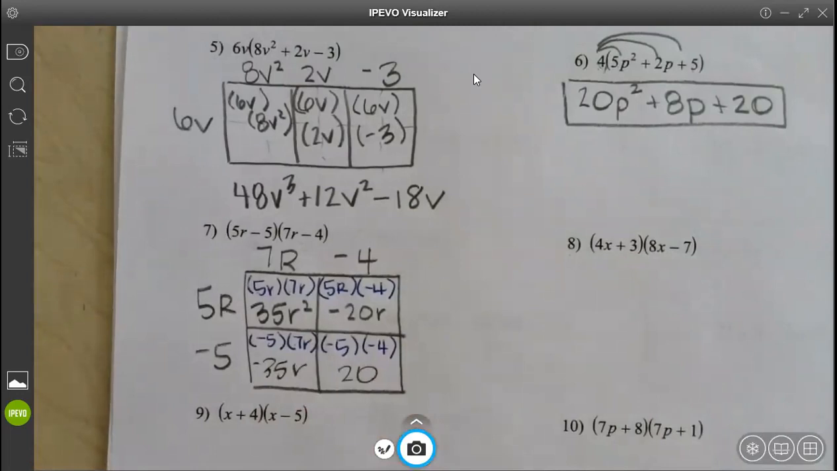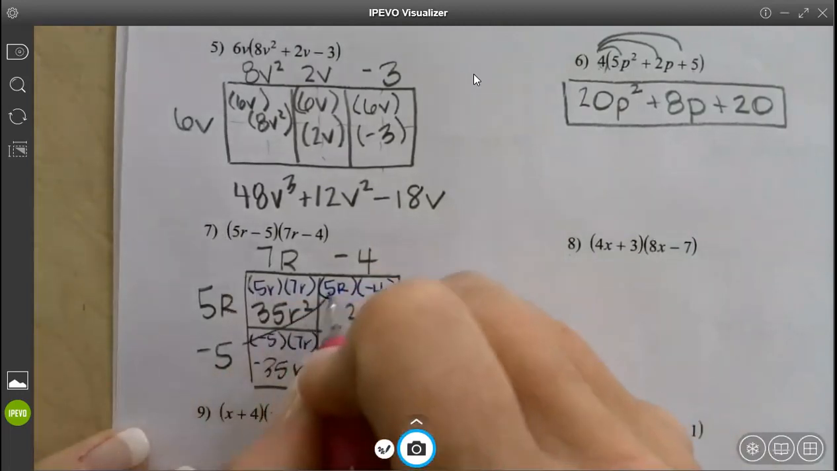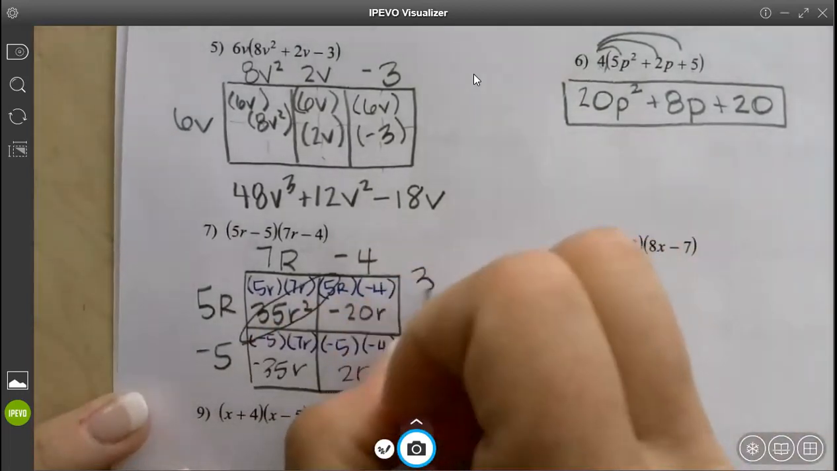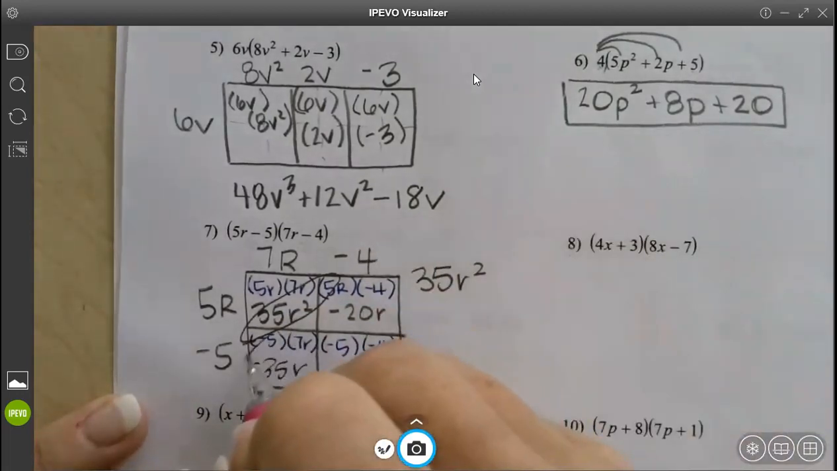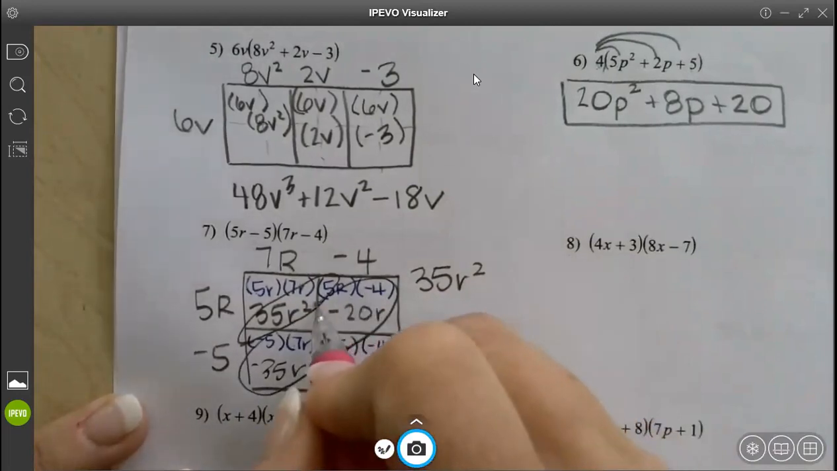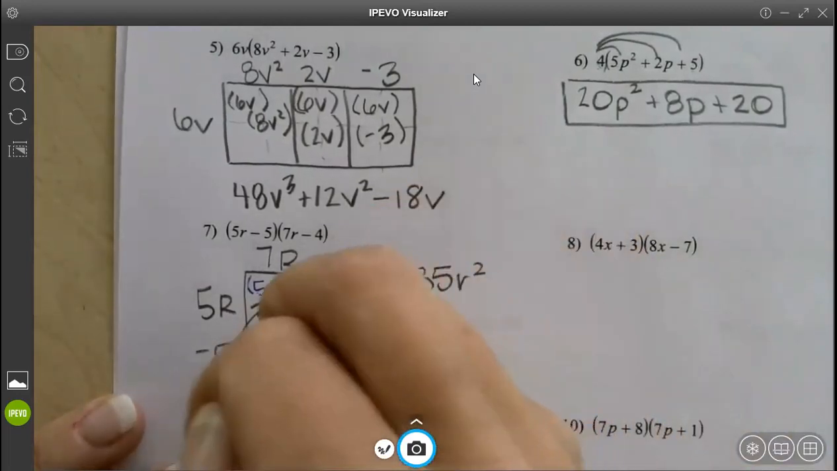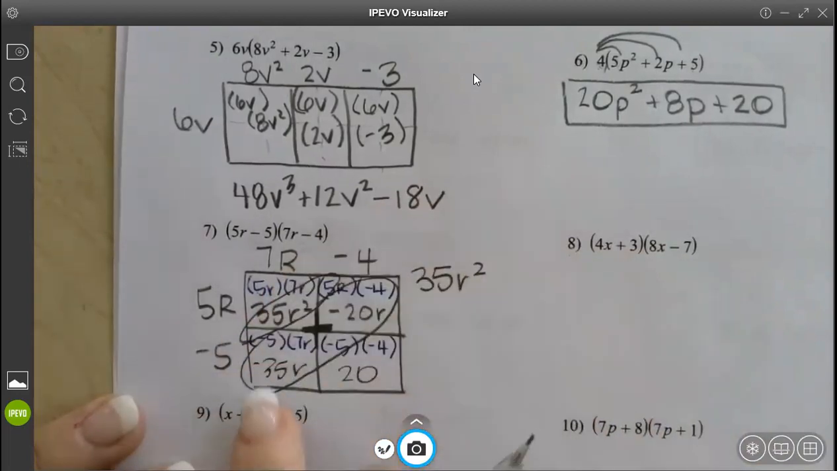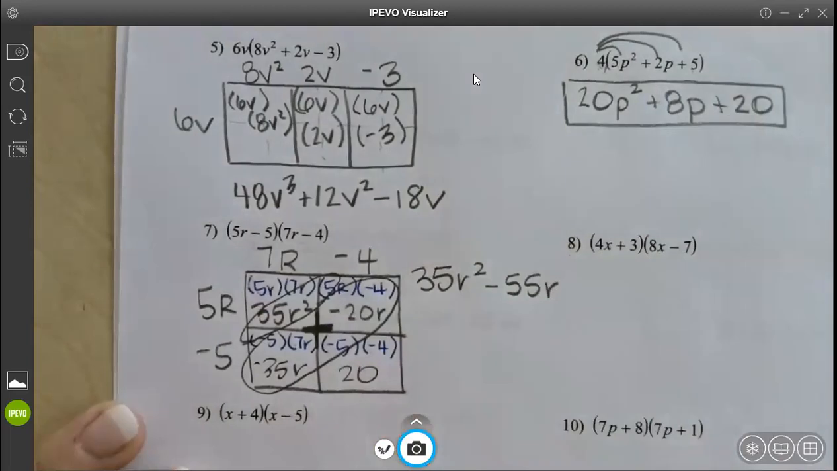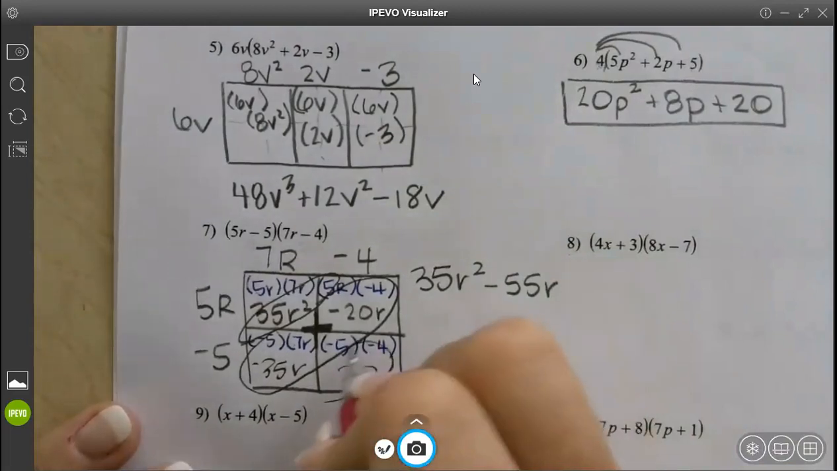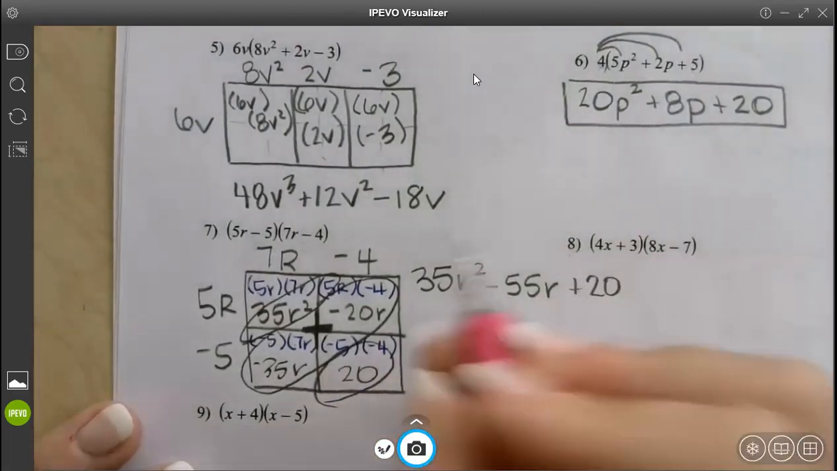All right, so how do you get your answer? You write out the diagonals. So what does that mean? You start with your first diagonal right here, 35r squared. In the second diagonal, listen carefully, use your visual. This is a plus right here. We're going to add these up. -35 plus -20 is -55r. So we added and subtracted yesterday. And then your last box is a positive 20.